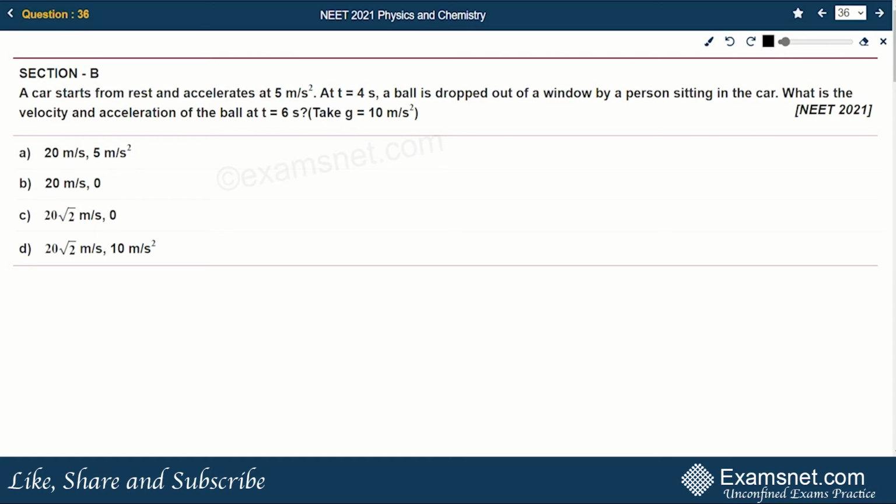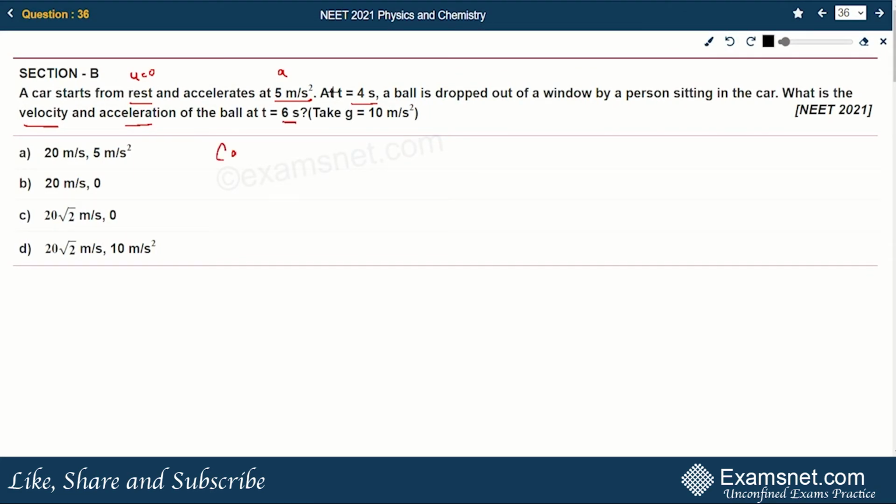Question number 36 is from the chapter Motion in a Plane, and the question is: a car starts from rest, that means initial velocity is 0, and accelerates at 5 meter per second square. So this is the acceleration. At t equals 4 seconds, a ball is dropped out of a window by a person sitting in the car. Then what is the velocity and acceleration of the ball at t equals 6 seconds?